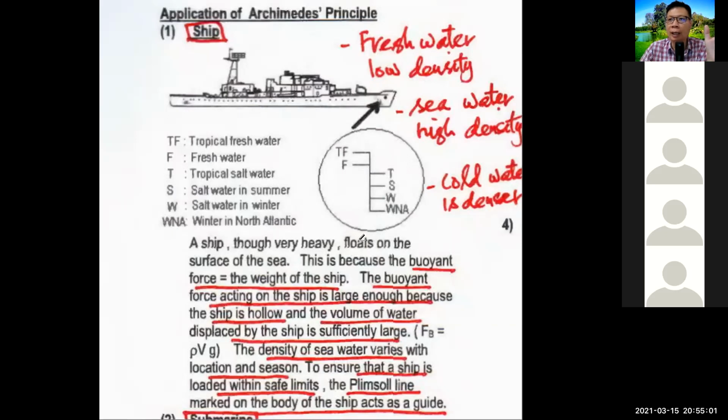For example, a cargo ship wanting to come into Malaysia. Malaysia is a tropical country, right? So the ship shouldn't carry so much load, because when it comes into Malaysia, especially the rivers in Malaysia, the water density is low, so the ship will sink very deep, until here. So what the pilot can do is reduce some of the load before entering fresh water in Malaysia. That's the guidance for the people, okay? So remember the first application of Archimedes' Principle in the ship: the plimsoll line, okay? All right, next one is submarine.